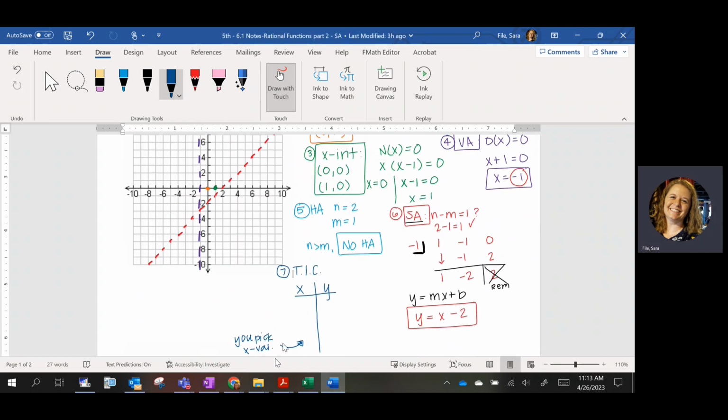Okay, now, what values should you pick, or how do you go about picking, is use your vertical asymptotes and zeros.